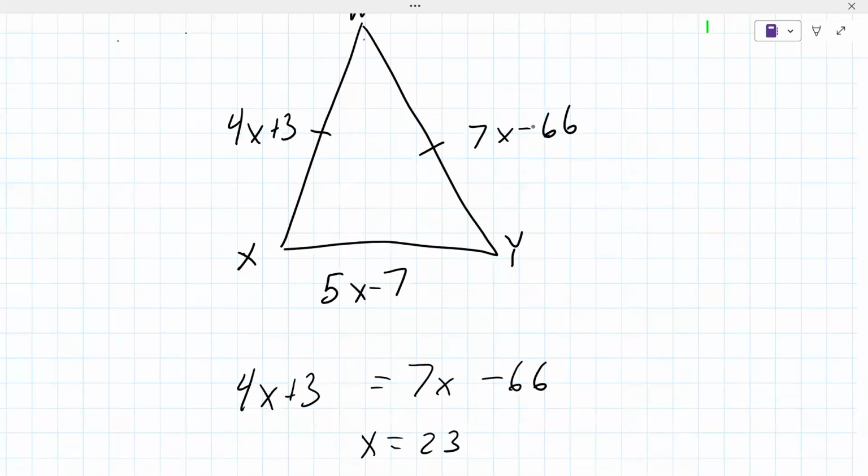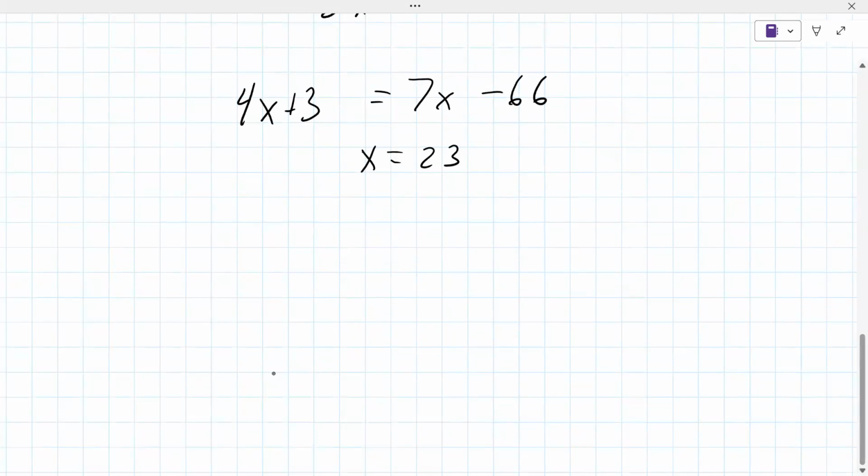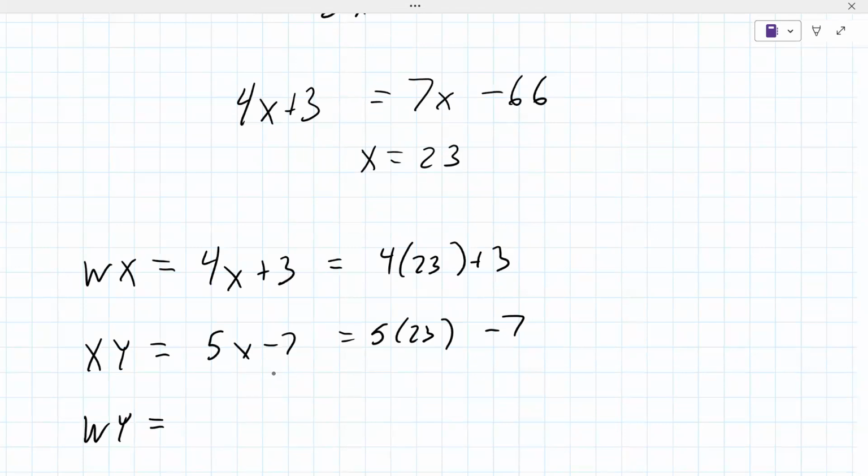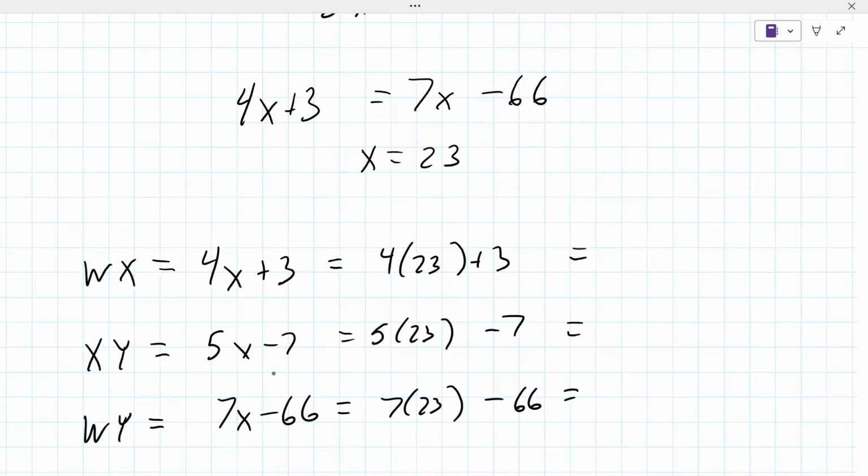So now they want you to put that back into all three sides. So let me make a little table here. WX, 4X plus 3. So that's 4 times 23 plus 3. And then XY is 5X minus 7. So 5 times 23 minus 7. And then the last one there, WY is 66 less than 7 times X, 7 times 23 minus 66. You want to calculate those for us, please?